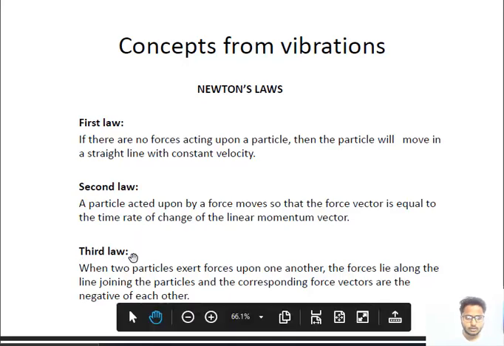The third law is also known as the reaction law. When two particles exert forces upon one another, the forces lie along the line joining the particles and the corresponding force vectors are the negative of each other.